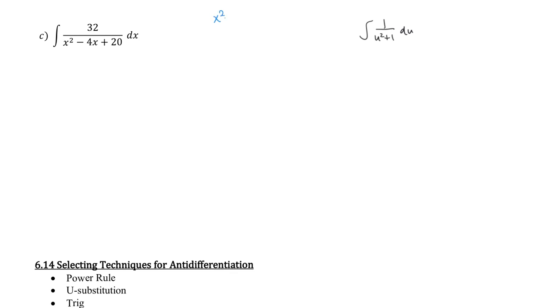So x squared minus 4x. I'm going to move the plus 20 over. To complete the square, half of 4 is 2. 2 squared is 4. So I added 4. I need a minus 4 to balance it. So this is (x minus 2) squared plus 16. Okay, let's rewrite this.